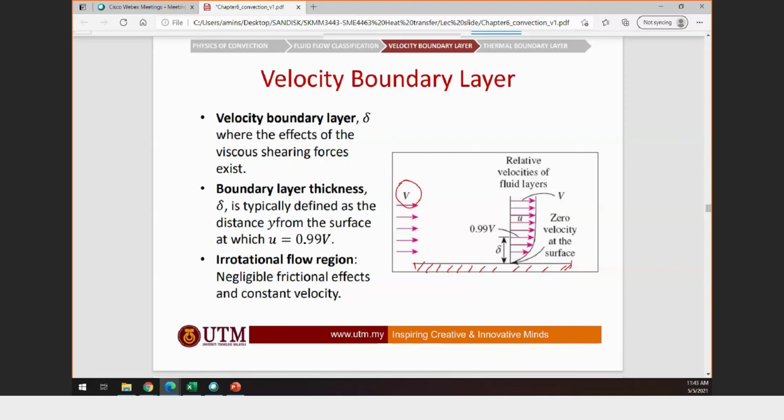So the difference between the maximum value of the velocity compared to the velocity at which will be nearly zero is considered the boundary layer thickness. Okay, so you may need to know how to calculate the boundary layer thickness, if you do a friction resistance in this particle.